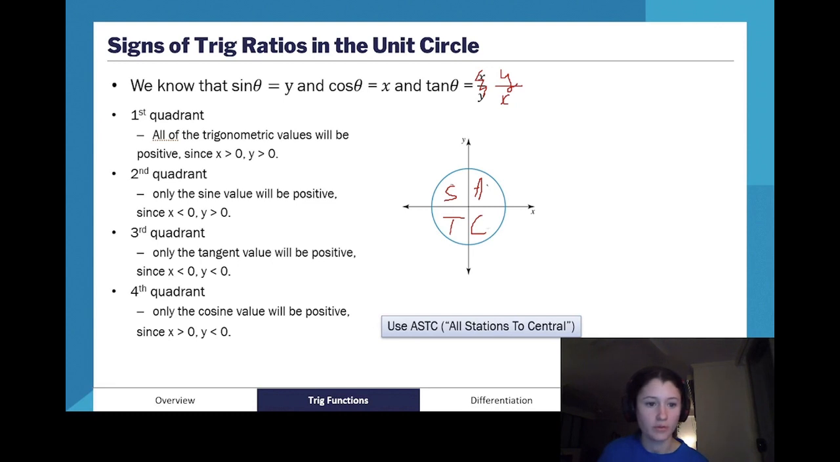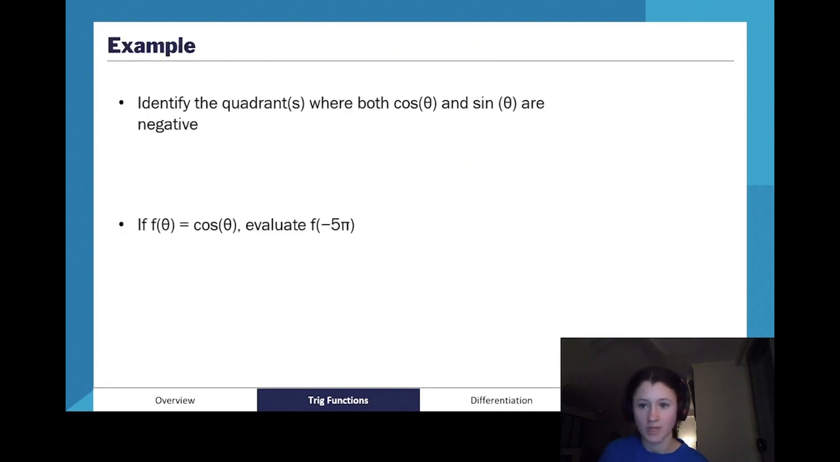So let's move on to an example. In this example here, we want to identify the quadrants where both cos and sine are negative, and then this is a question that I was talking about before, where we've been given: if the function of theta is equal to cos theta, evaluate the function of negative 5 pi. So again, pause the recording, have a go at this, and then watch the solution.